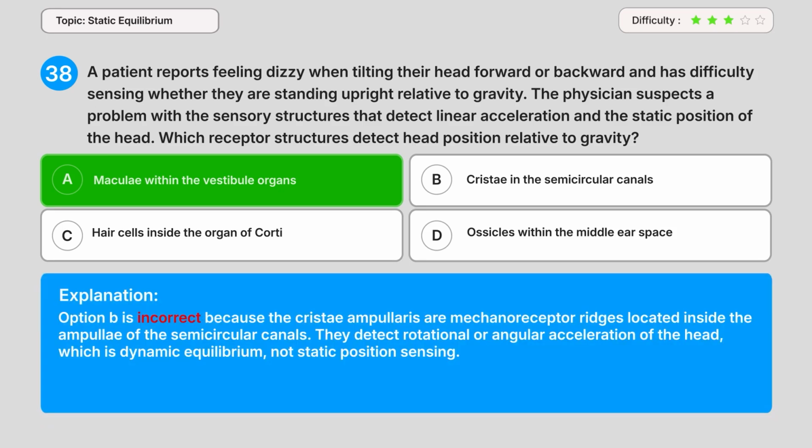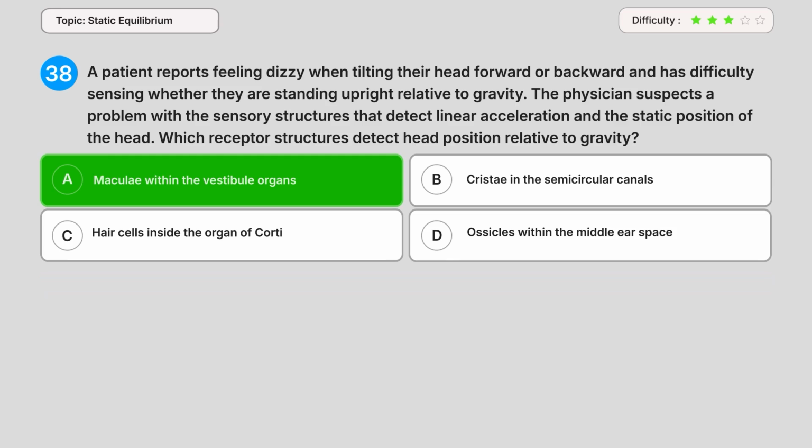Option B is incorrect because the cristae ampullaris are mechanoreceptor ridges located inside the ampullae of the semicircular canals. They detect rotational or angular acceleration of the head, which is dynamic equilibrium, not static position sensing.